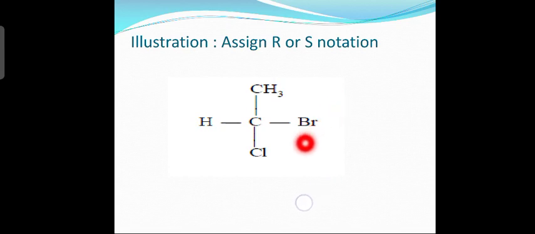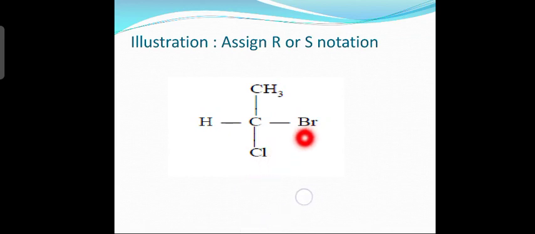This is a compound. Now, how to give R and S notation? According to the various rules, first you should give priority. Among these, which has got the highest atomic number? The highest atomic number is bromine, 35. So, first priority, number 1. Chlorine atom, next priority. What is the atomic number of chlorine? 17. Second priority, second number.